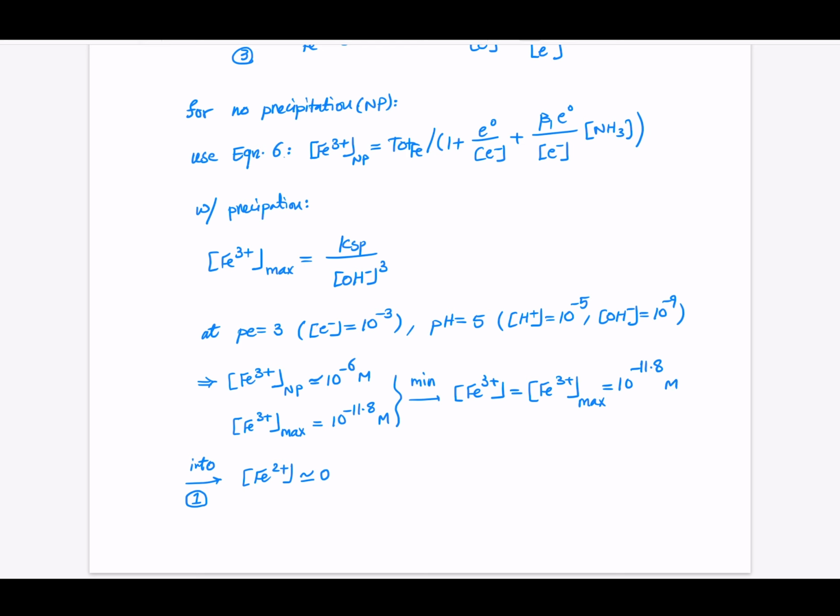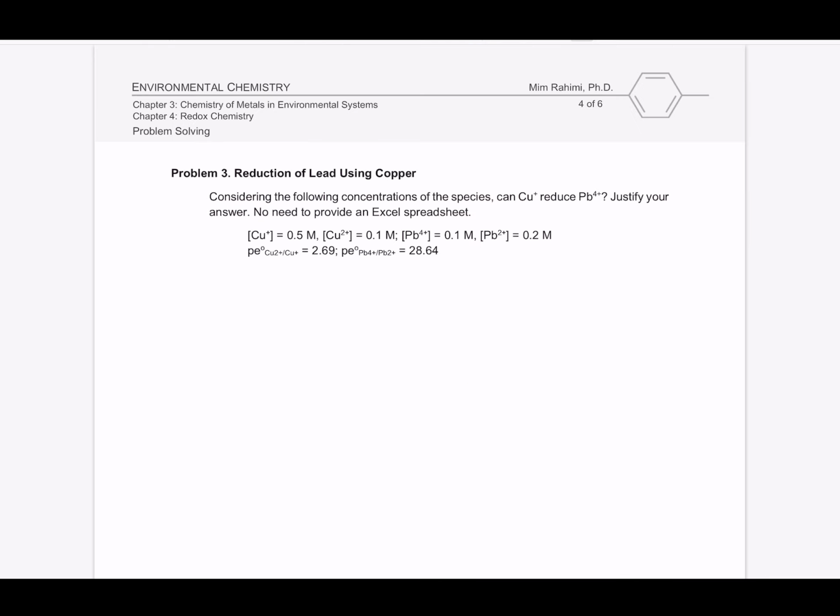So that's question 2. Let's now move to the third question. So reduction of lead using copper. We have a version of this question in the class, and that version was basically at the standard condition, and the question was pretty simple. Can copper 1+ at the standard condition reduce lead 4+? So pretty simple. But now in the homework, what we had was whether this happens at non-standard condition. So that's what we are trying to answer here.